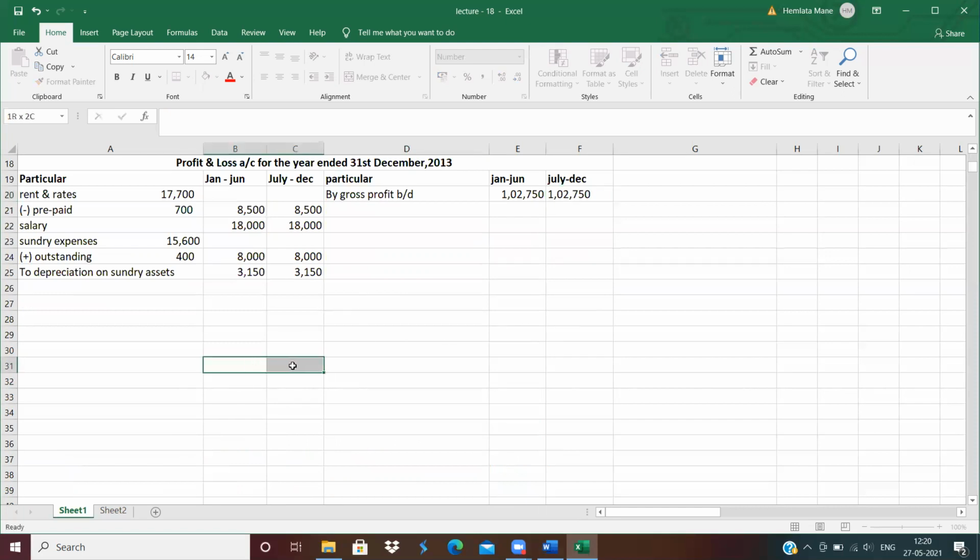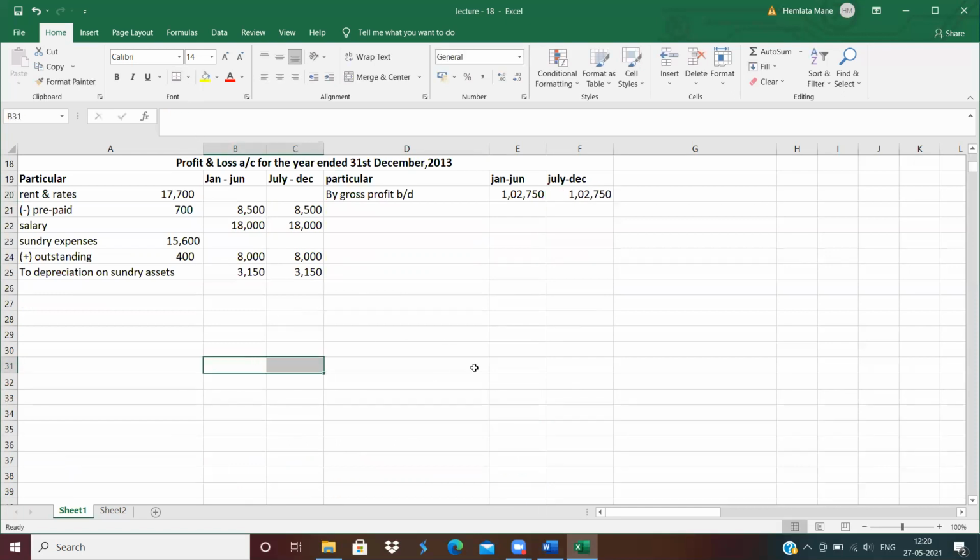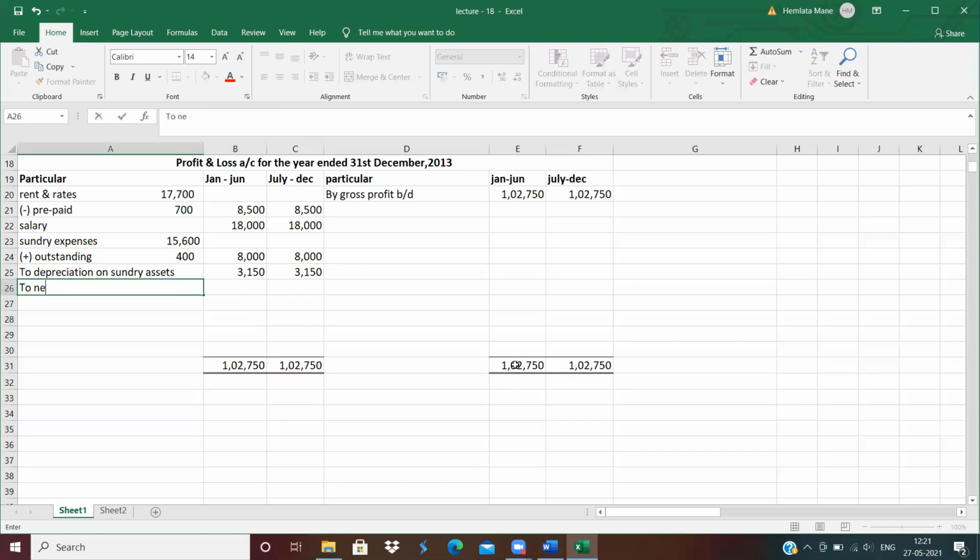First do the total. Carefully do the total. Total is same, 1,02,750 on both sides. Now to balance, to net profit carried down.